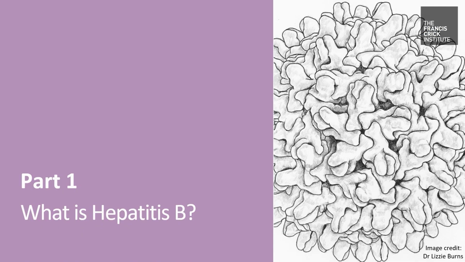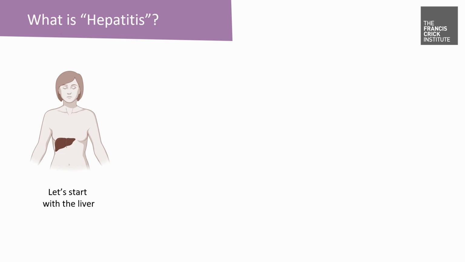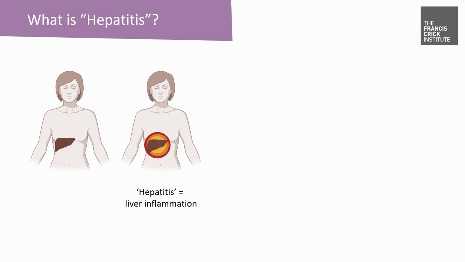So we're going to go back to the basics to start with. What is hepatitis? Well, let's start with the liver. So the liver is a critical organ. You can't live without it. It's sometimes regarded as the processing factory of the body. And the word hepatitis just means liver inflammation.